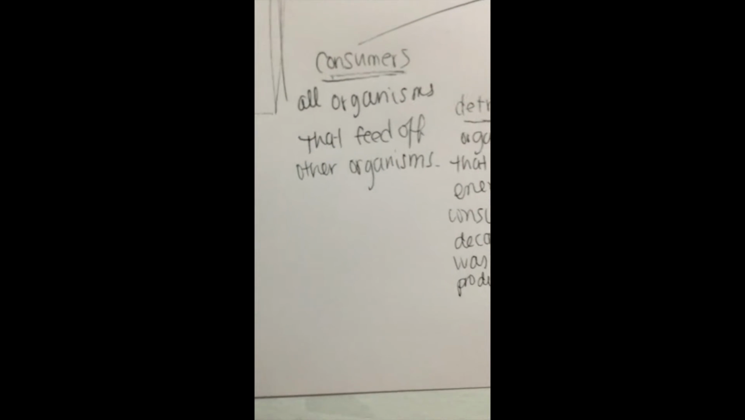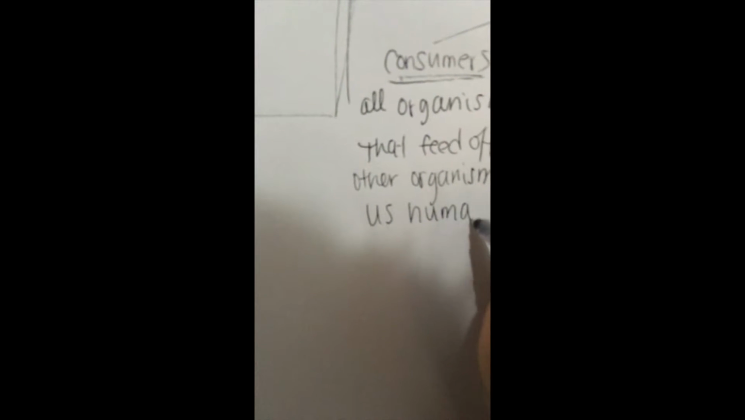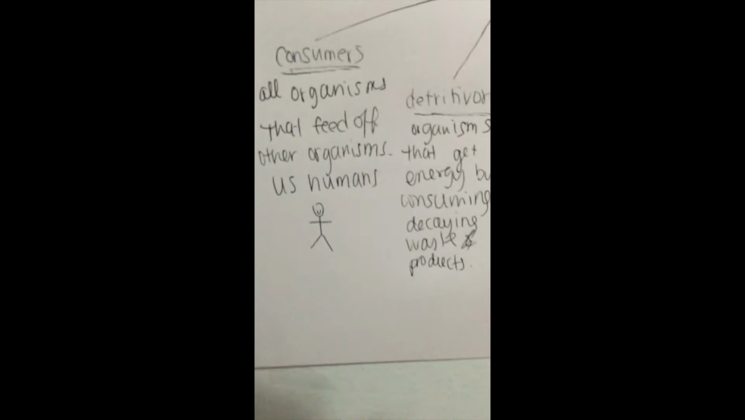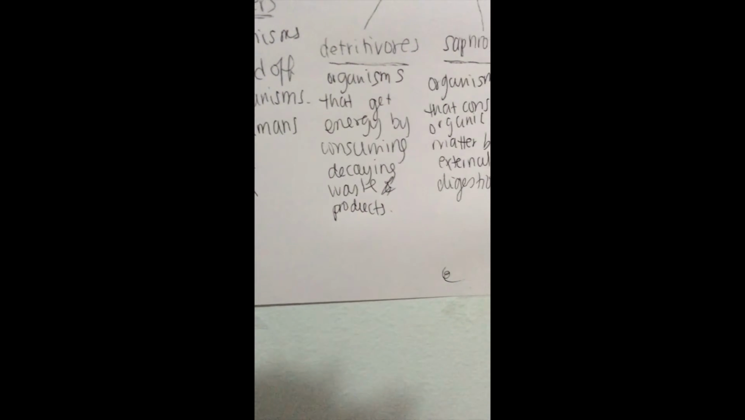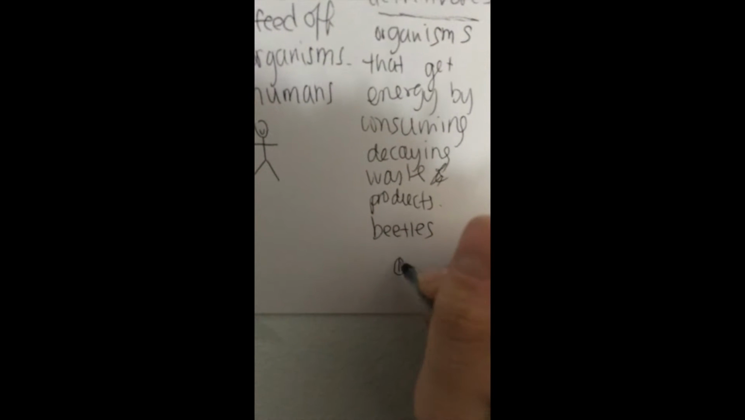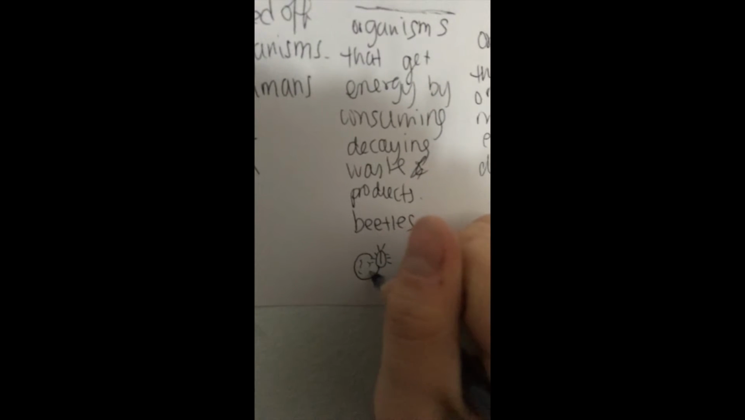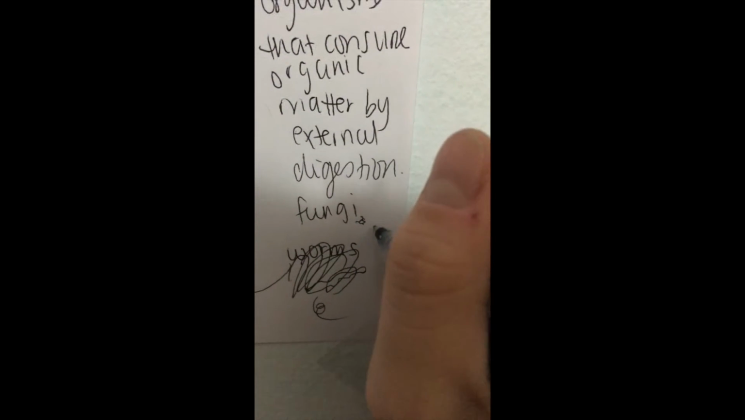An example of consumers are us humans. This is because we need to consume other organisms like cattle or lettuce to get our own energy. An example of detritivores are beetles or dung beetles because they use dung or poop, which is a waste product, to get their energy and food that is necessary for them to live. And lastly, an example of saprotrophs would be fungi.